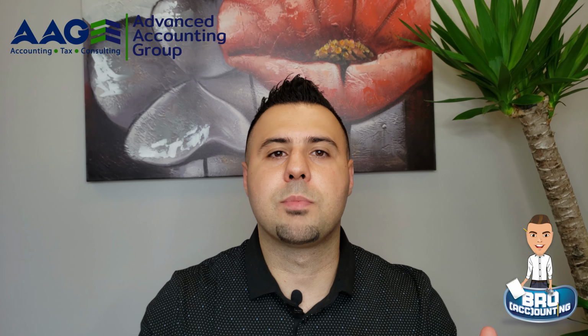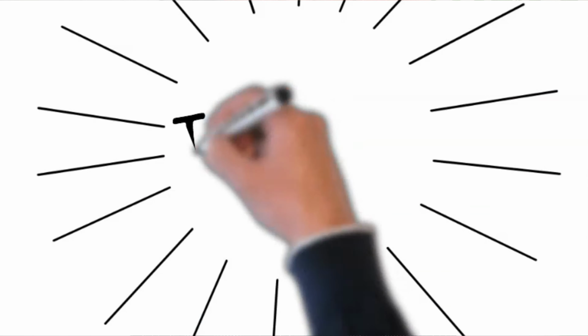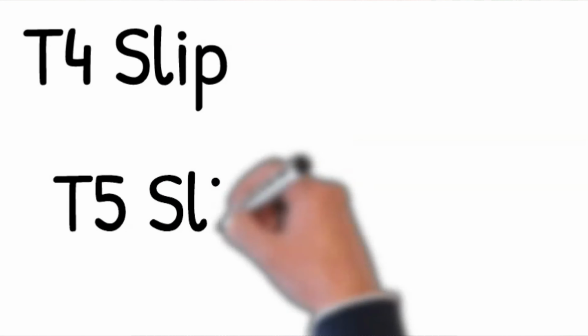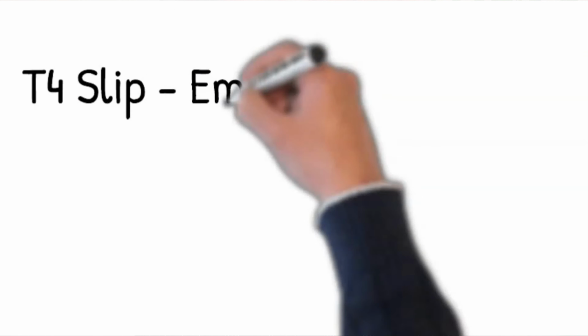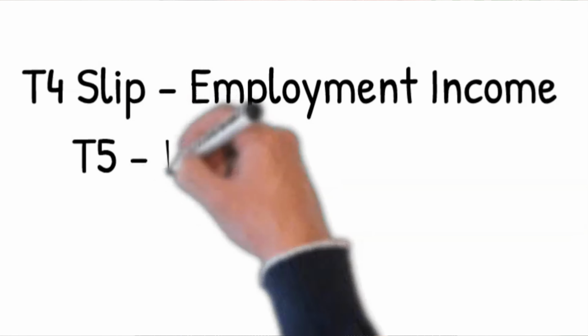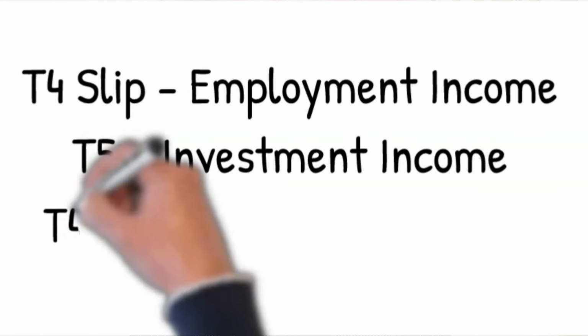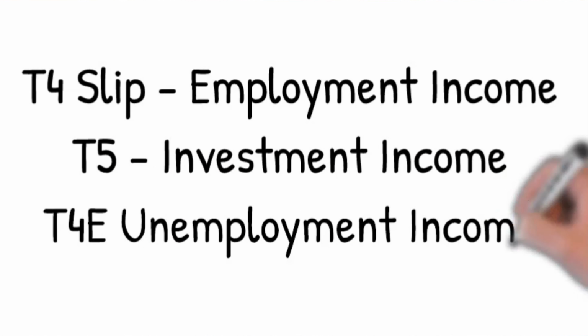Now, come tax season, you probably have a handful of tax slips, maybe a T4, a T5, a T3, a T4E. Now, all these slips represent the type of income that you made that year. So for example, a T4 would be employment income, T5 would be investment income, a T4E would be unemployment income.